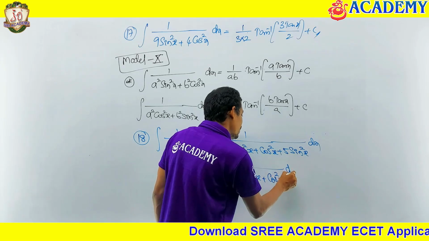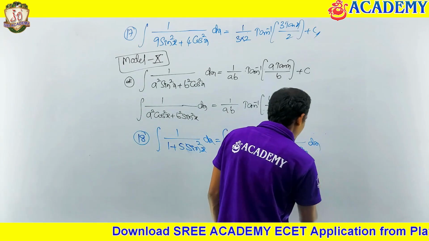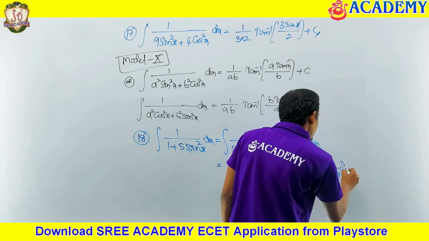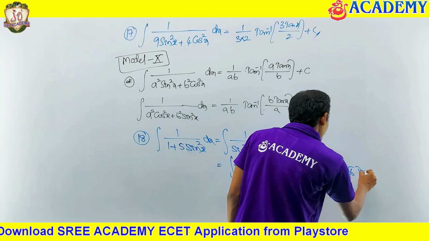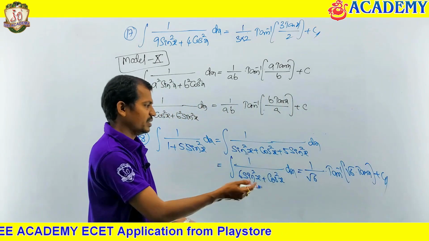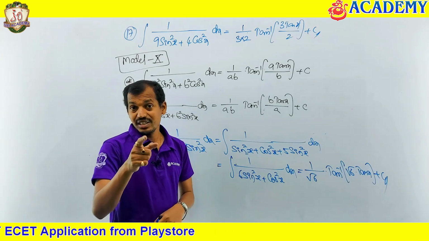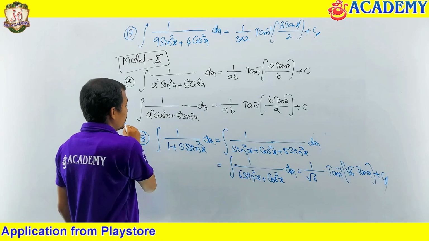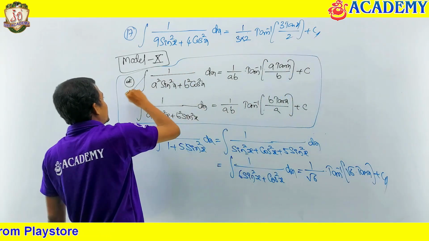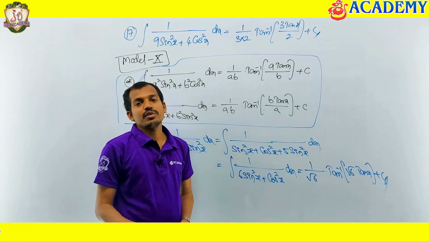Here a equal to root 6, b equal to 1. Answer is going to be 1 by root 6 into 1 tan inverse of root 6 tan x divided by 1. Divided by 1. If you are writing or not writing also, no problem. Understanding my point, right? These are the two formulas we have to remember, or if you remember one also no problem, that is it. Okay, right, let's move to another model.